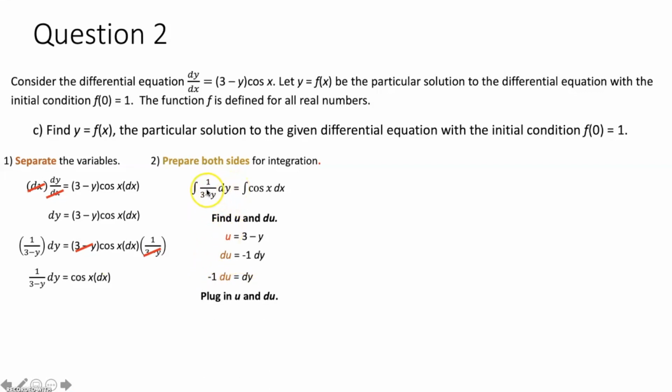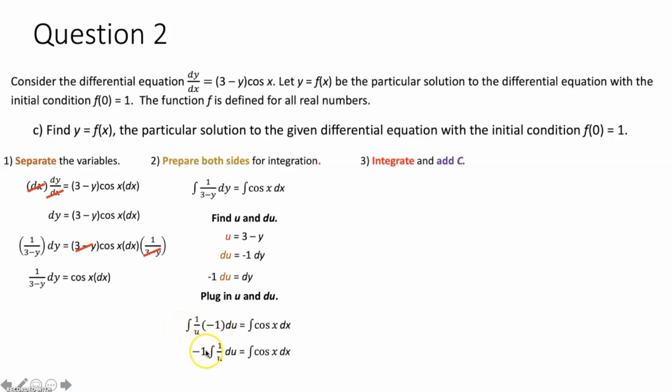So we take u, plug it in for the 3 minus y. We take negative 1 du, plug it in for the dy. Notice, if you had just integrated, you would not have this negative 1. So please be aware, when there's some number, some constant in front of our variable here, you got to use u substitution. So now we're almost ready to integrate. We got a constant here that we can move out front of our integral sign. Now we're ready to go.